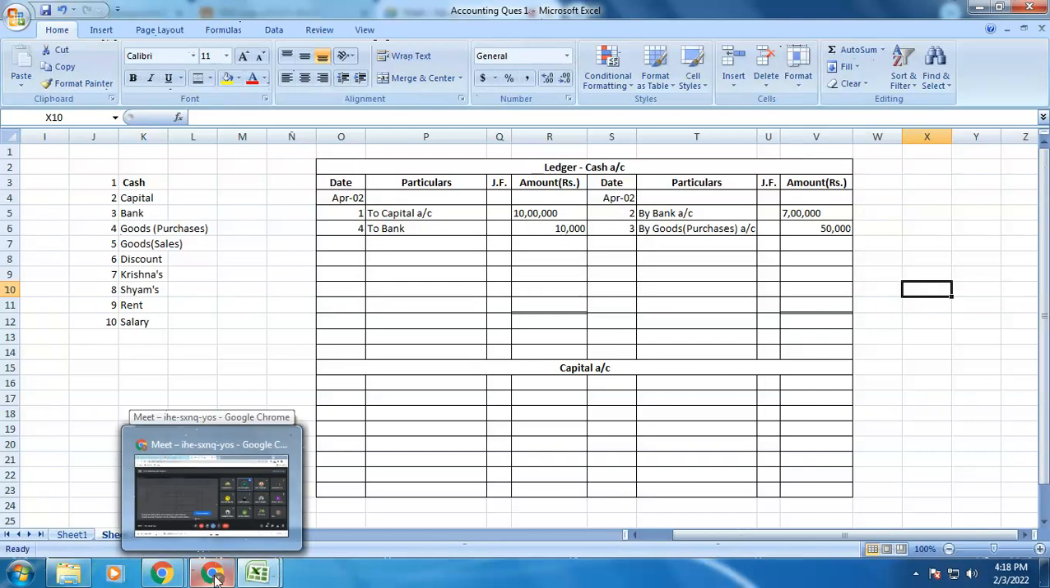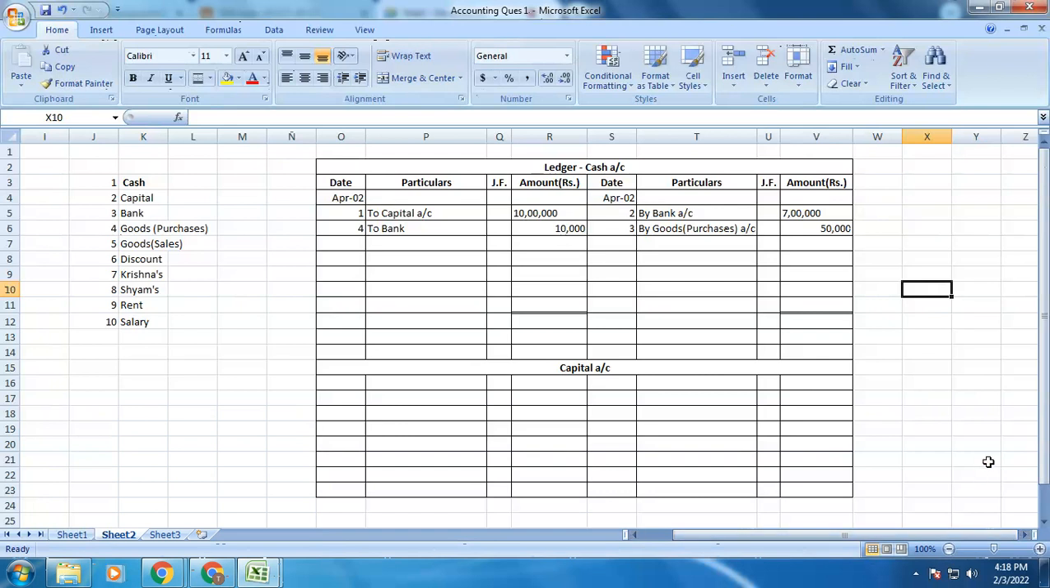Krishna's account to goods sales. Krishna's account debited to goods or sales account. Now you would notice in this there is no cash, neither debit nor credit. Hence this transaction is not recorded in the cash account. Next one.